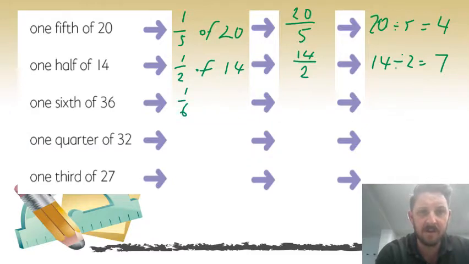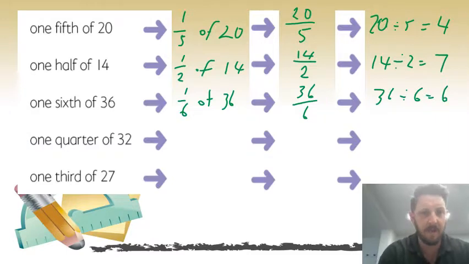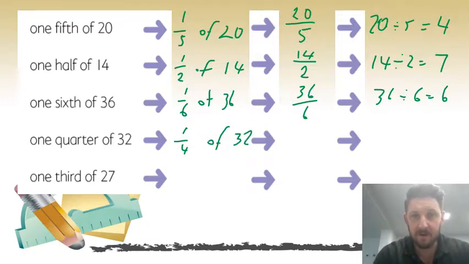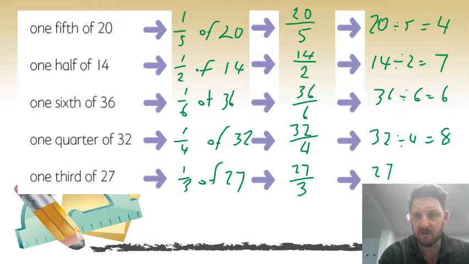So 1/6 of 36. Then I'm going to go 36 over 6. Now remember, the vinculum means divided by, so 36 divided by 6 equals 6. And the next one says 1/4 of 32. Now we all know 1/4 is 1 over 4. I'm then going to put the 32 at the top, and I'm going to divide it by 4, which means 32 divided by 4 equals 8. And the last one is 1/3 of 27, which is 27 over 3, which is 27 divided by 3, which equals 9.